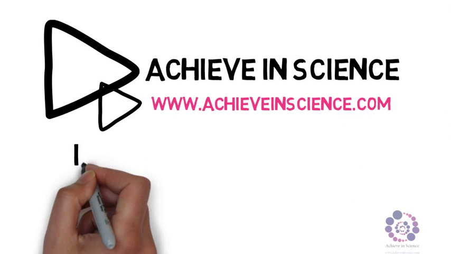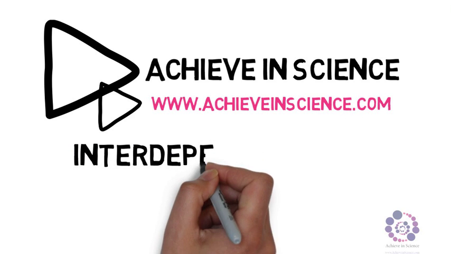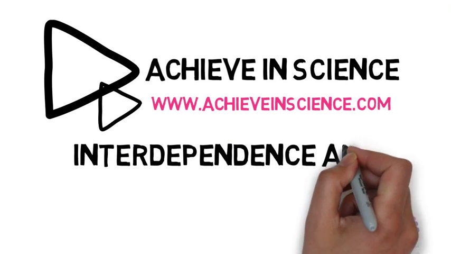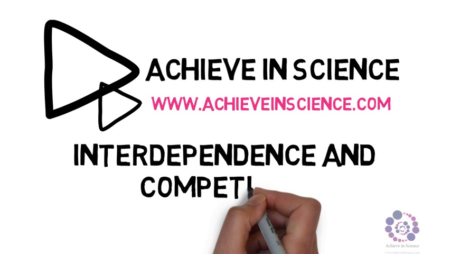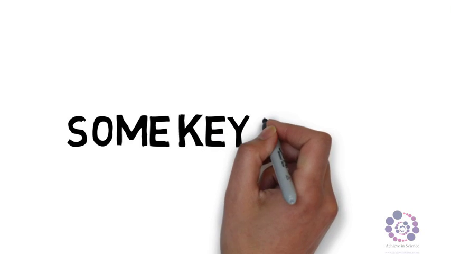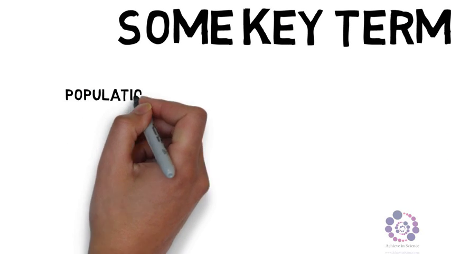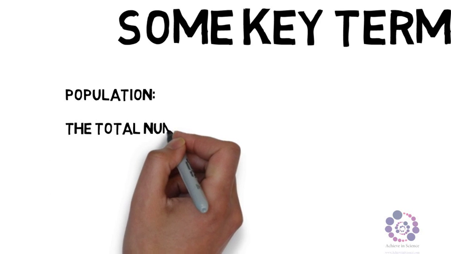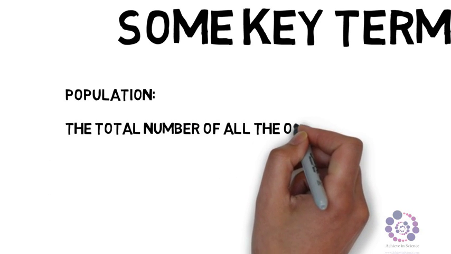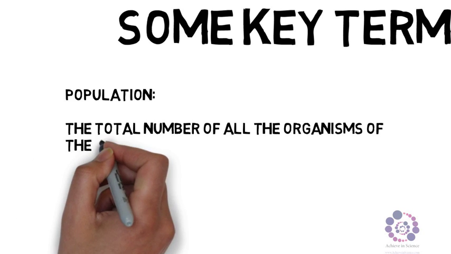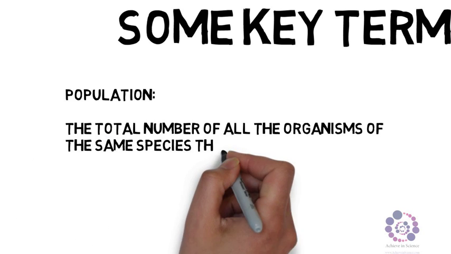This video is all about interdependence and competition. Before we begin, let's look at some key terminology that's required for this unit. So first of all, we've got population. This is the total number of all the organisms of the same species that live in a particular geographical area.